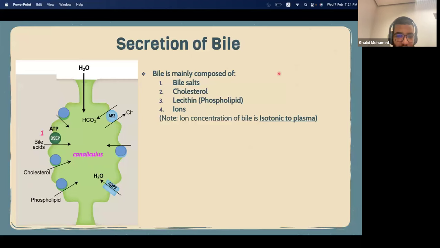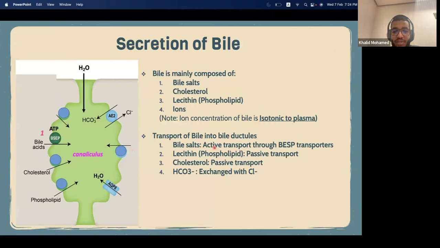Cholesterol enters passively, and phospholipids, another name for which is lecithin, enter passively as well. And ions follow the osmotic gradient. And over here, this is a function we'll talk about in a bit. It's where cholangiocytes add HCO3 minus, bicarbonate, and we'll come to know why also in a bit. But simply this is how these things are transported in, and water obviously just follows the gradient. By the time it leaves this canaliculi, it's isotonic to plasma. So there's no more movement of water in or outside.